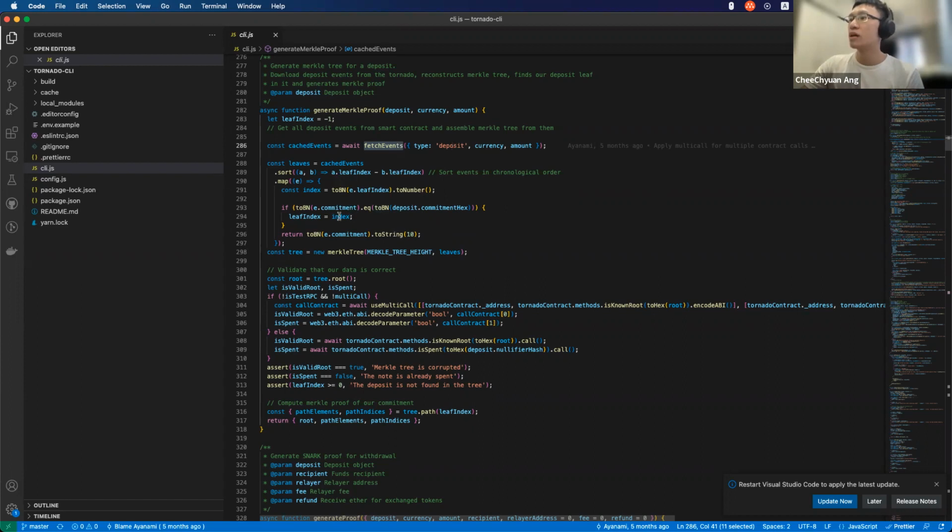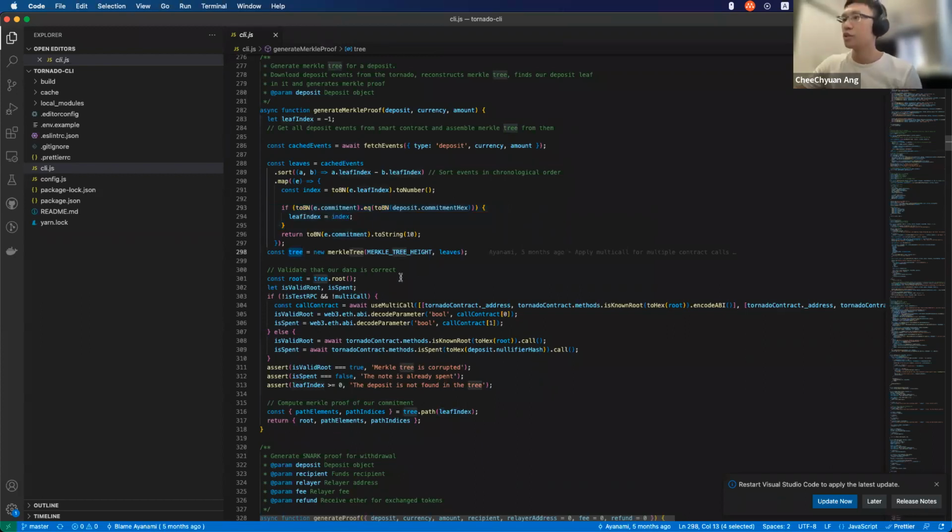And over here, it will try to search for your commitment, so that whenever it says, hey, this is the commitment that you want to withdraw from, it will know that this is the index of the leaf, and from there you will know how to create a path. So this is a very troublesome, very lengthy search, but you have to do it.